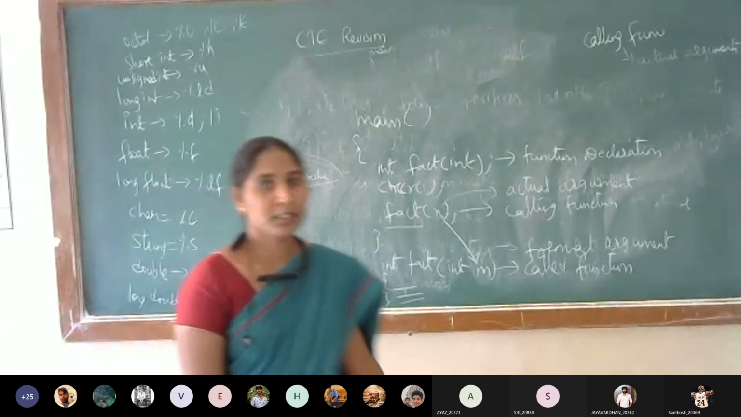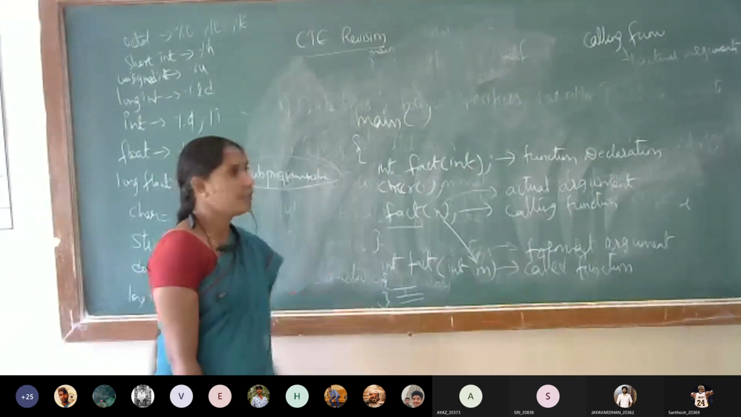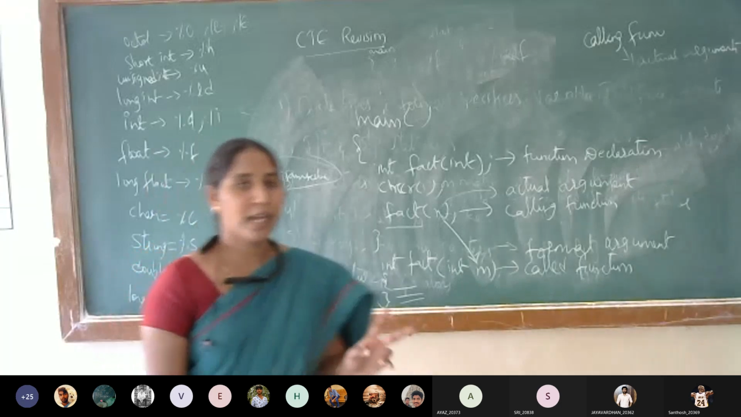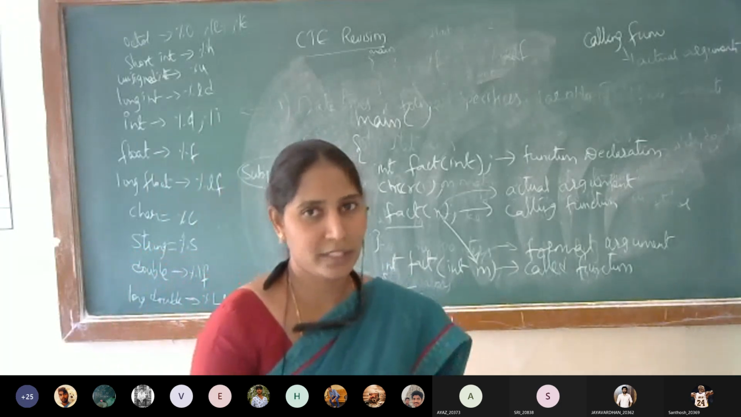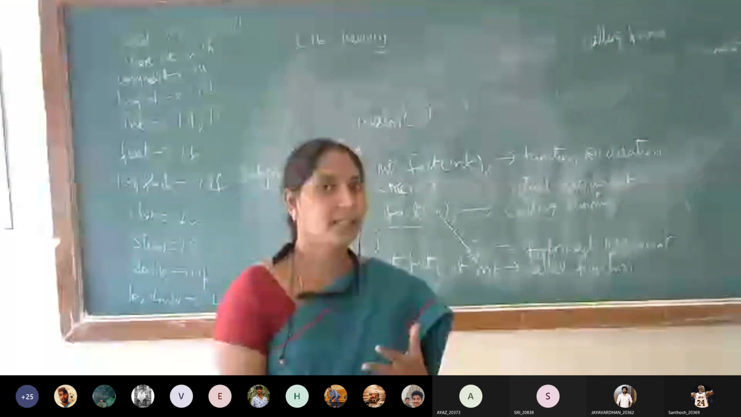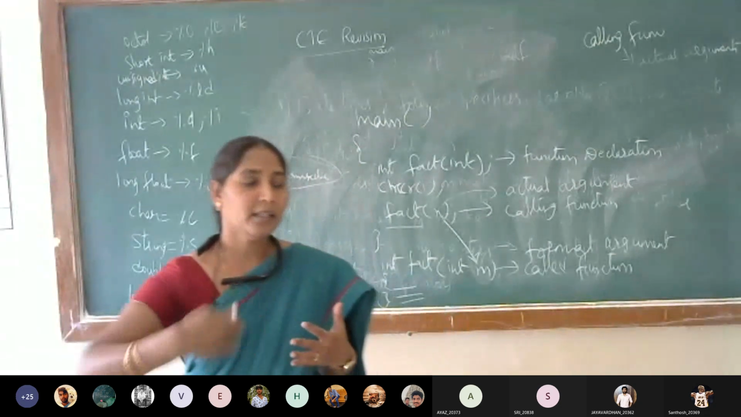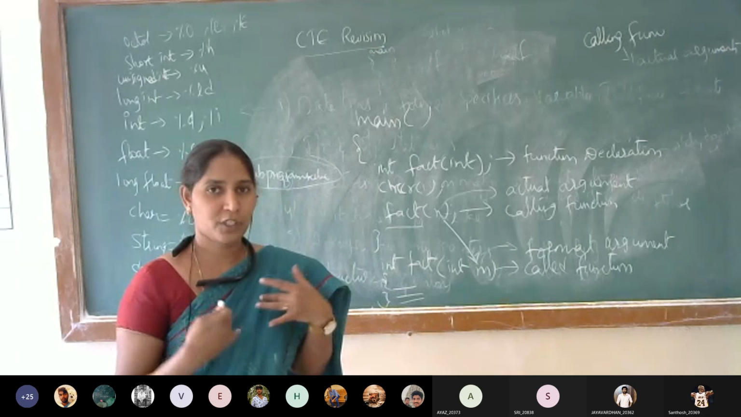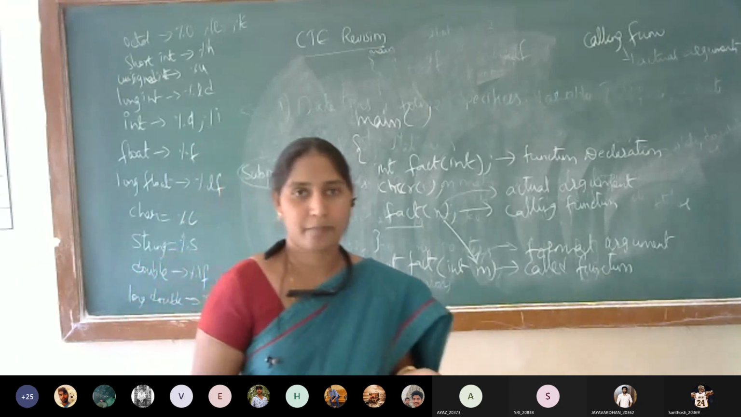Okay, this is about the functions. And the functions are again of two types: library functions and user defined functions. Library functions are nothing but functions which are already predefined in the C library. And user defined functions are the functions which are defined by the user.